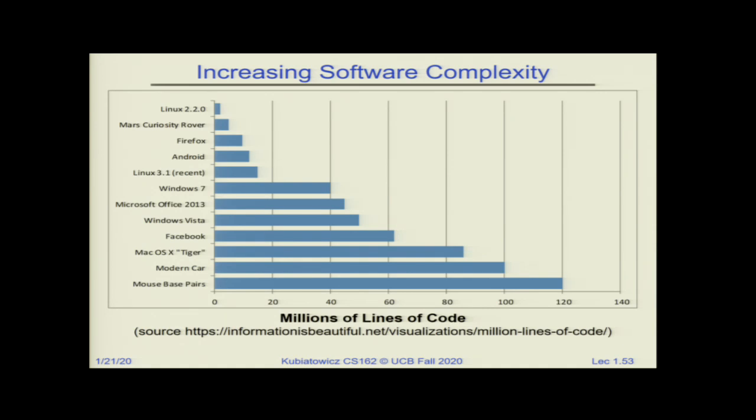Okay. So the other thing is you can go to this website, which I kind of like to do every now and then. Information is beautiful.net, visualizations, million lines of code, and this shows you how much complexity there is in software these days. If you look, the Linux 2 kernel is down here, but boy, as we get on through Firefox and Android and Windows 7, which expired, by the way, as of a week ago, and we work our way down to some of these others, we get to things like Facebook and OS X Tiger, OS X 10, and then a modern car is up here at 100 million lines of code. And look, a mouse is 120 million lines of code. So that's the level of complexity that our software is at these days. I think that's kind of a fun visualization to actually see.